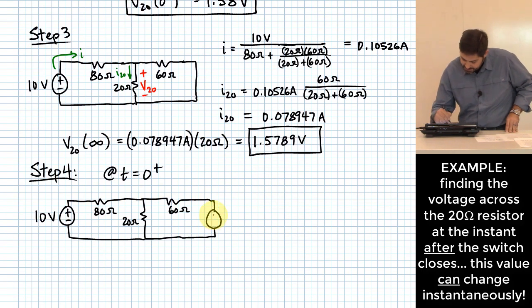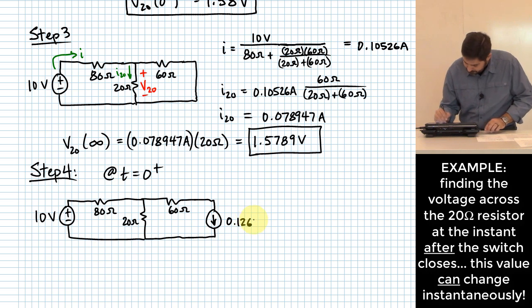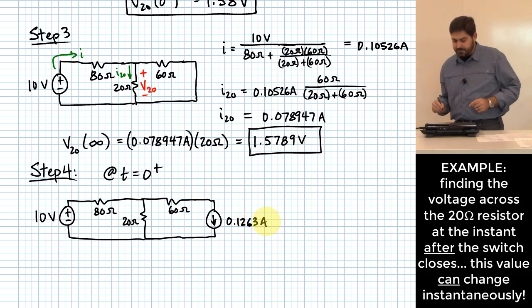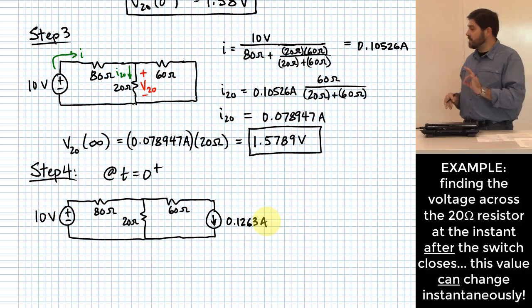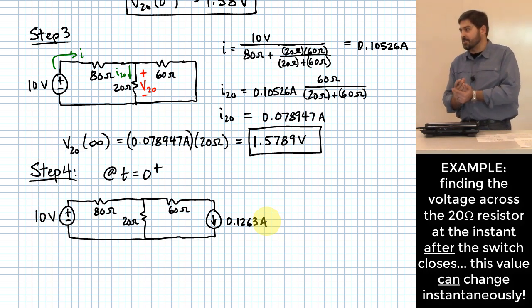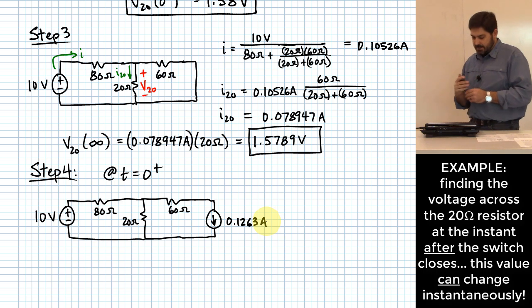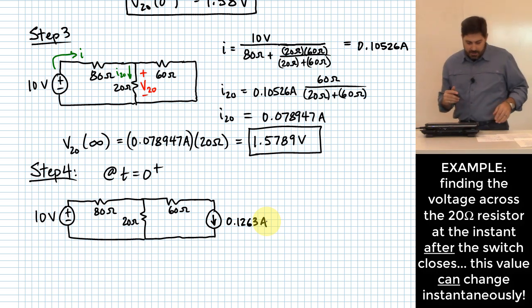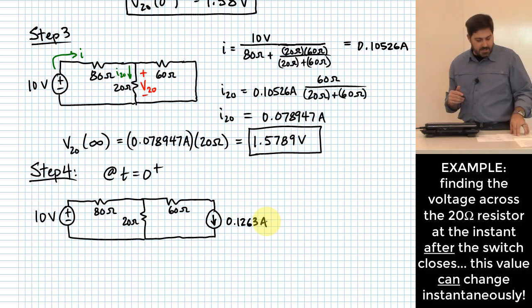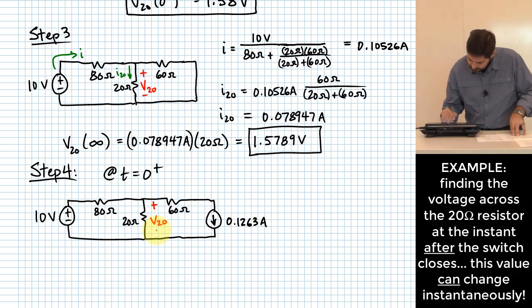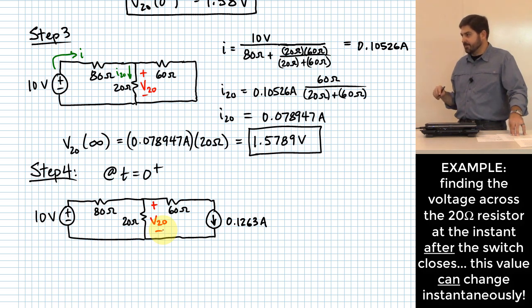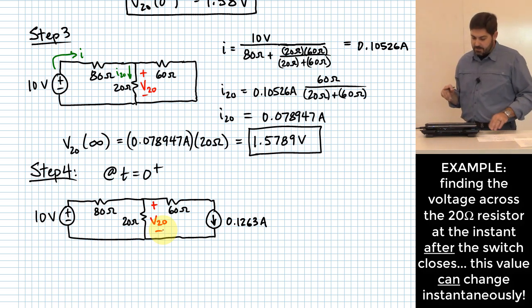So that means I go down here and I say it's like we have this 0.1263 amps current source right there at this instant in time. Now I'm trying to be careful about how I say that, because if you go any time after 0 plus, it won't behave like that anymore. But right now at this time, it's behaving like that. All right, so what are we supposed to find? We are supposed to find the value that interests us at t equals 0 plus. What is the value that interests us? V20.